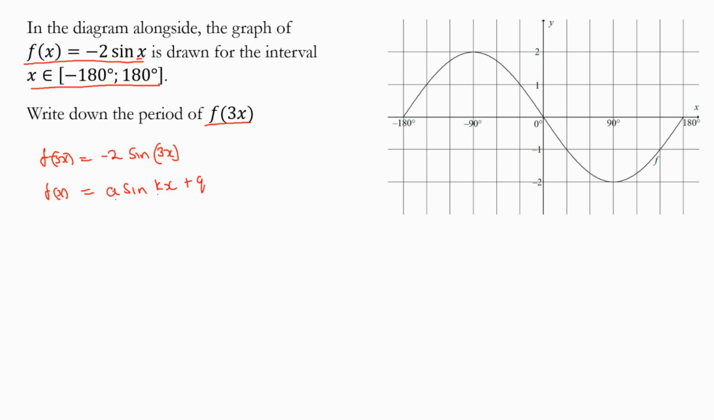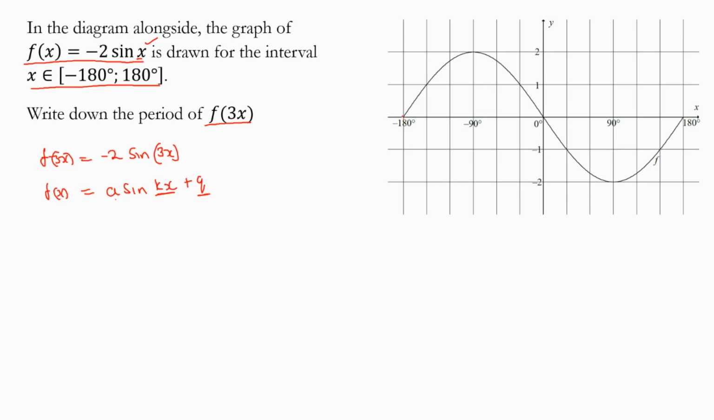A, remember, affects the amplitude and the range. Let me start with q. Q is for the vertical shift, upwards or downwards. And then what about k? K affects the period of the graph. What is the period of the original graph? The period is 360 degrees. It means that the graph will repeat itself after 360 degrees.